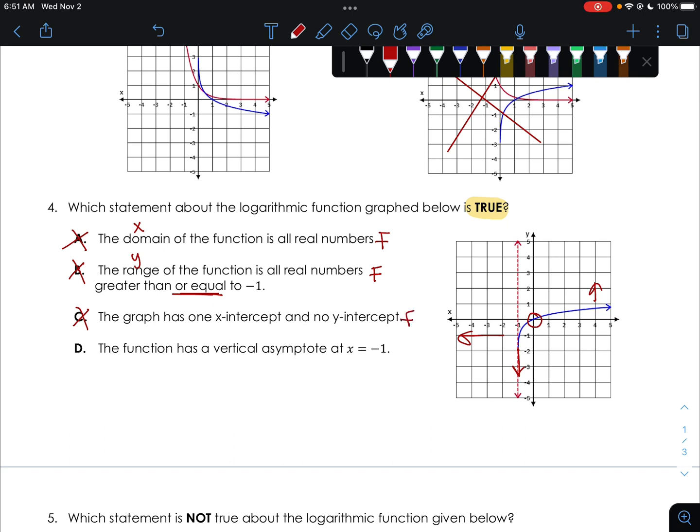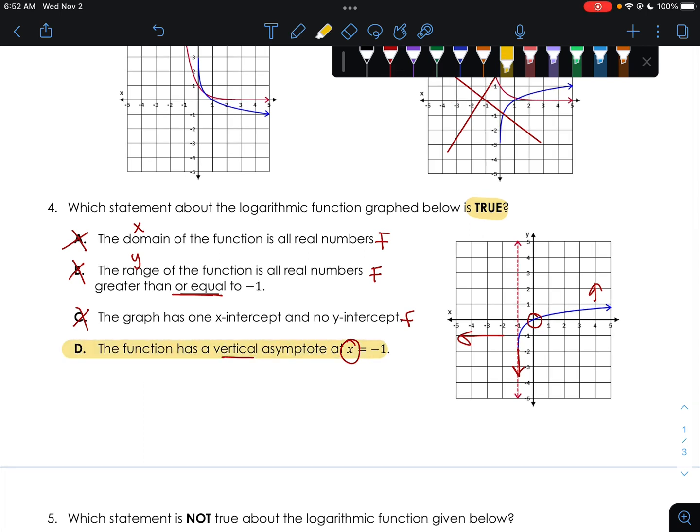D, the function has a vertical asymptote. Yes, at x equals -1. That is correct. You do need to make sure when you read these that you check that when it says vertical, it is x equals. So that is a true statement. So D would be the correct answer.